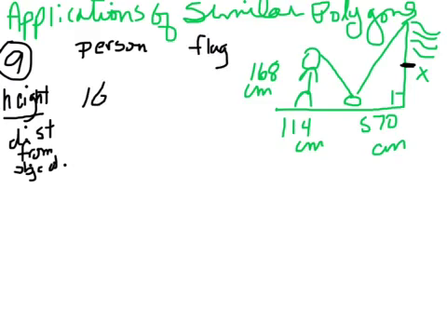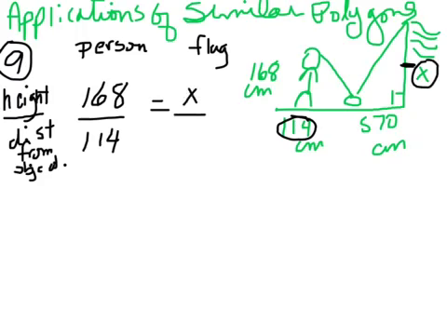So it would be 168 is the height of the person, and the distance from the object is this 114, okay? Now I'm going to make the same type of proportion for the flag, and I'll just cross multiply to solve. The height of the flag is what we're trying to find. It's X. And then the distance from the object is 570. Okay, so now what you'll do is you'll cross multiply.